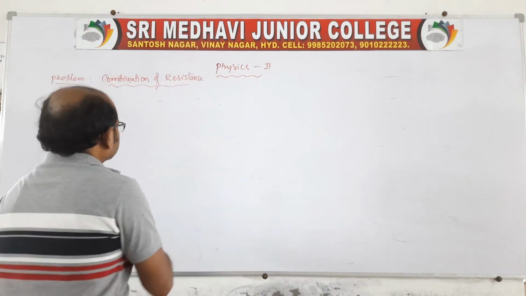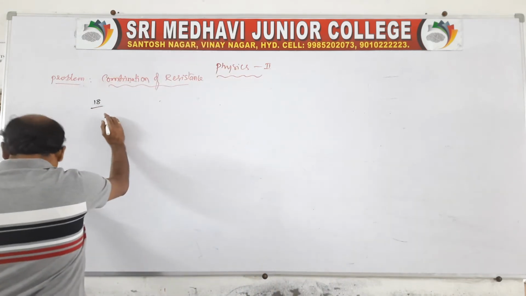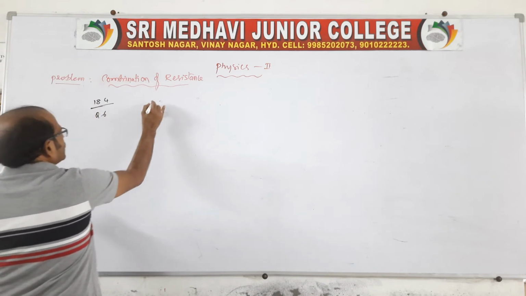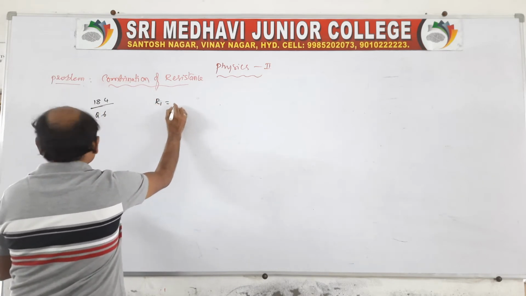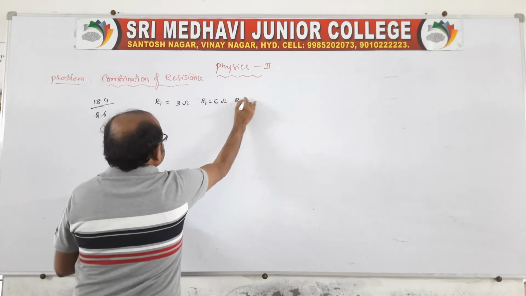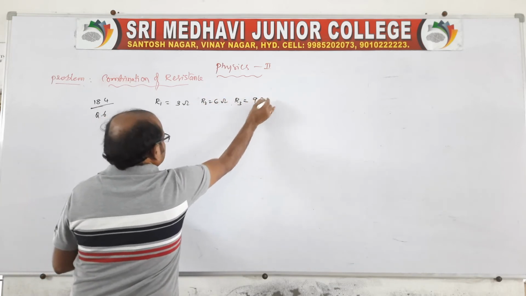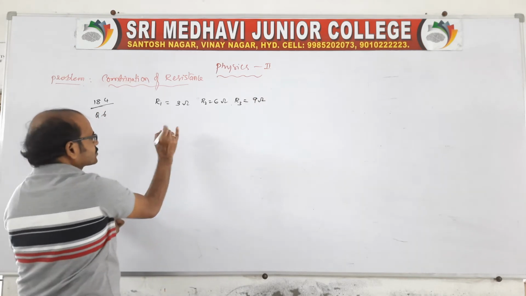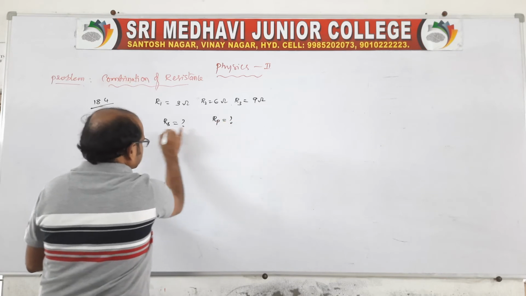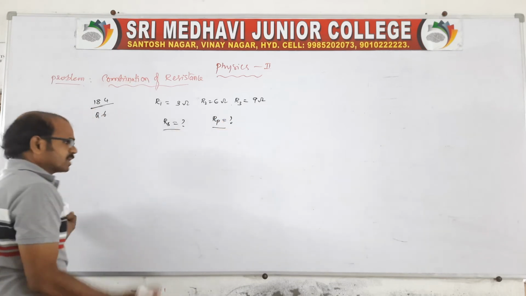So first of all, we are not calculating power because power is not finished yet. So we will take R1 is equal to 3 ohm, R2 is equal to 6 ohm, R3 is equal to 9 ohm. You don't go for the power, just find RS and RP, that's all. Then after that you get each of RS and RP.